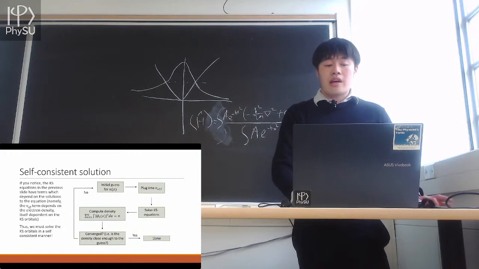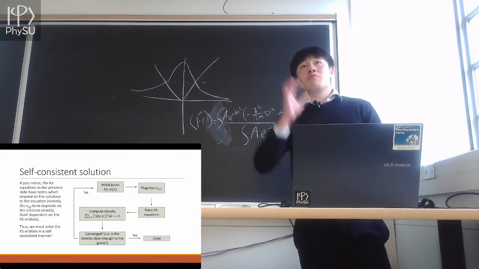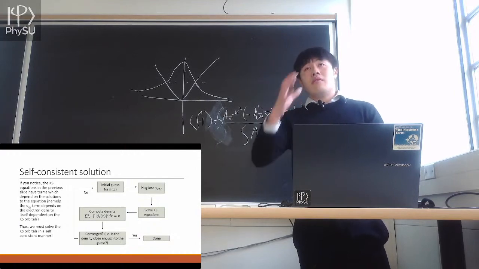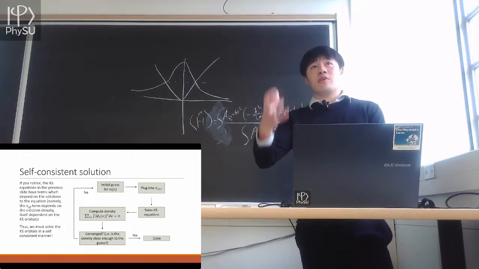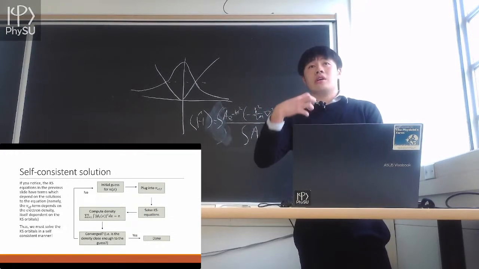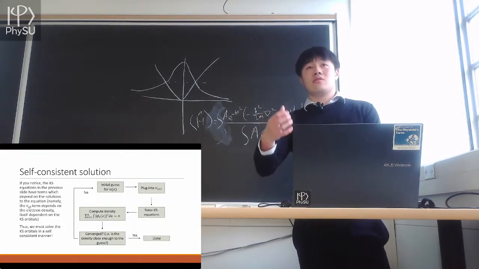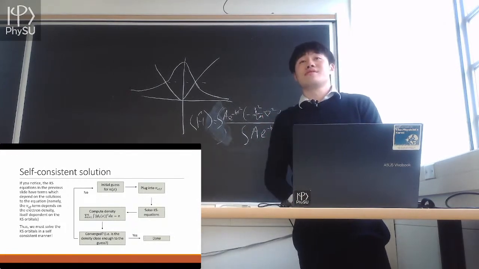So in principle, once you have this ground state density, you could solve for, first of all, the ground state wave function, and in principle you can also find all the excited states. We have a question.